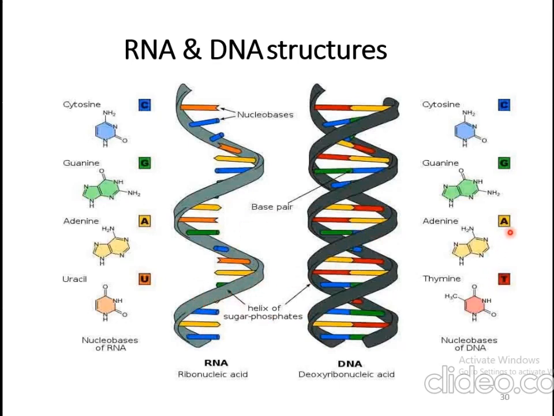Adenine, guanine, cytosine and thymine are present in DNA as nucleobases, whereas adenine, guanine, cytosine and uracil are present as the nucleobases of RNA. You can see the structures of adenine, guanine, cytosine and thymine in this picture, as well as uracil, shown in orange color.